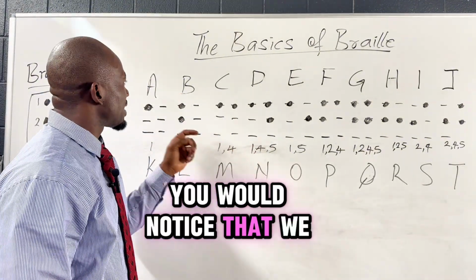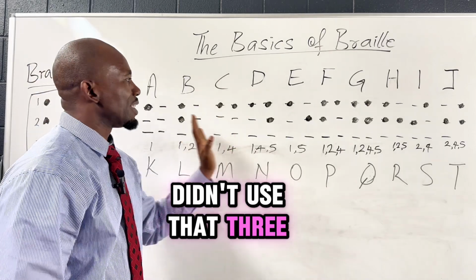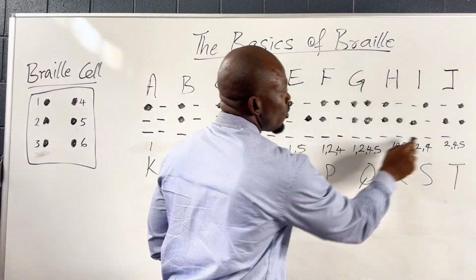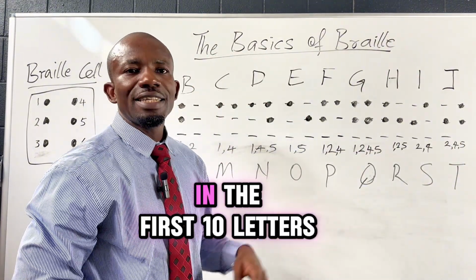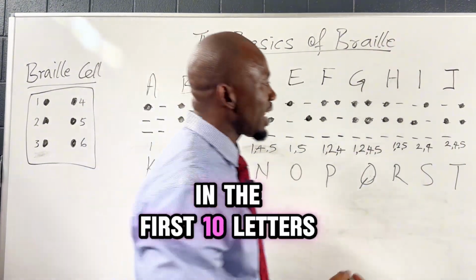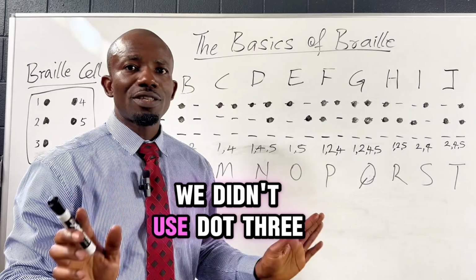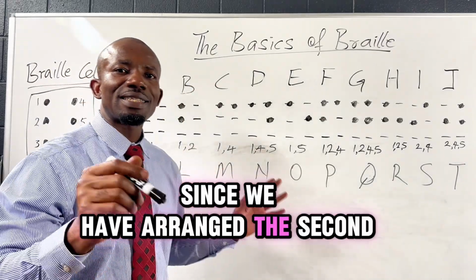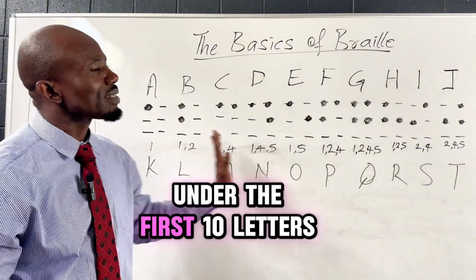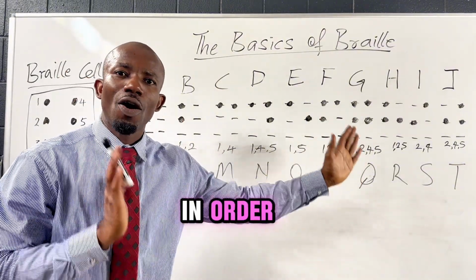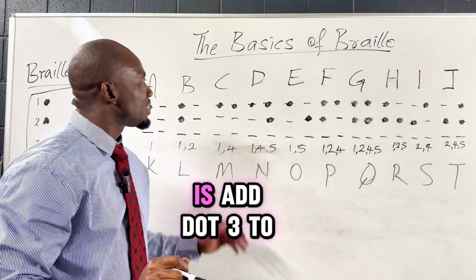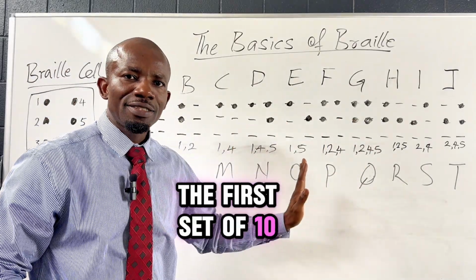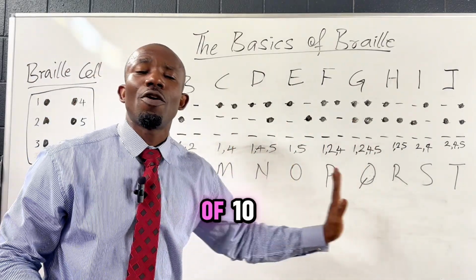You would notice that we didn't use dot 3. This is the position of dot 3. We didn't use it at all in the first 10 letters. So what we need to do is this. Since we have arranged the second 10 letters under the first 10 letters in order, all we need to do is add dot 3 to the first set of 10 to get the second set of 10.